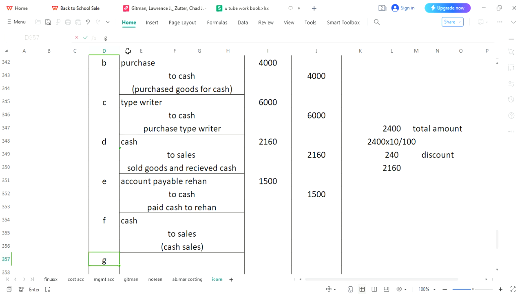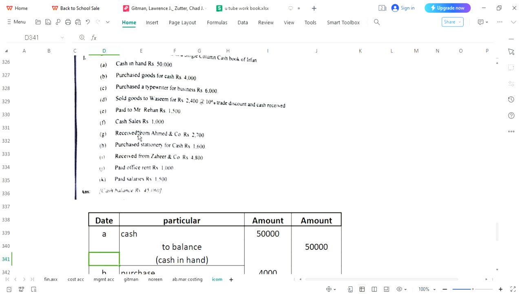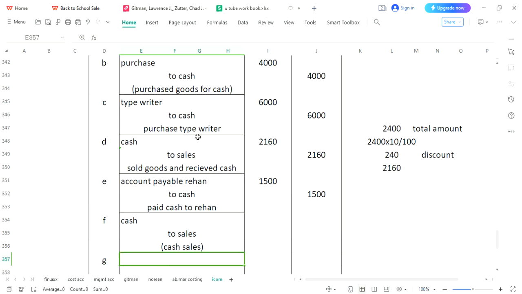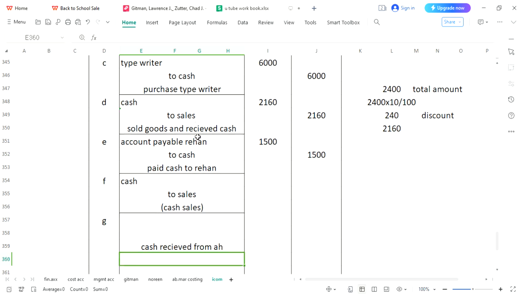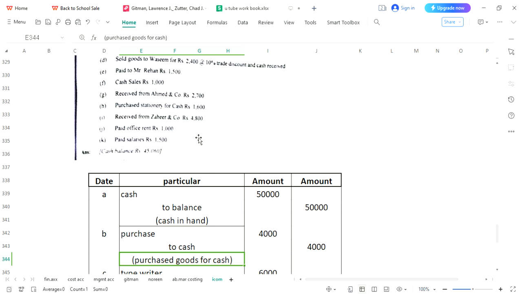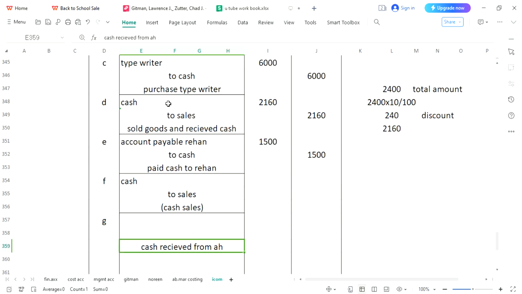We will see what G entry is saying to us. Received from Ahmed. Now we will use our common sense. What will we receive? Cash. When you are receiving, it means you are receiving cash. Please understand. So cash received from Ahmed is our narration. We have received cash from Ahmed.